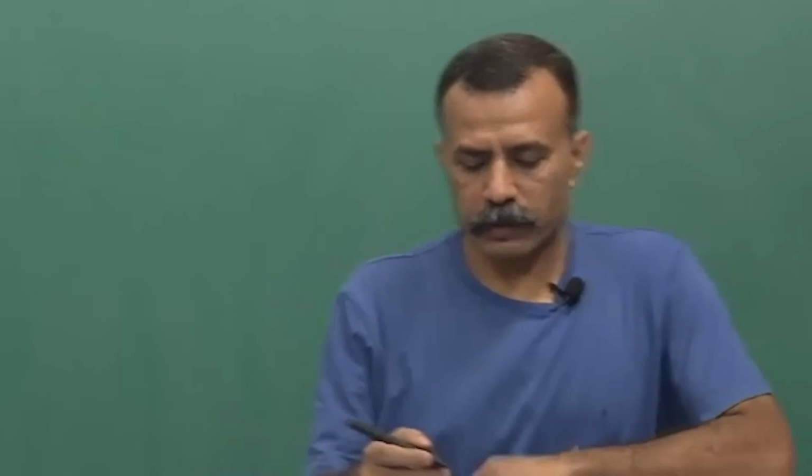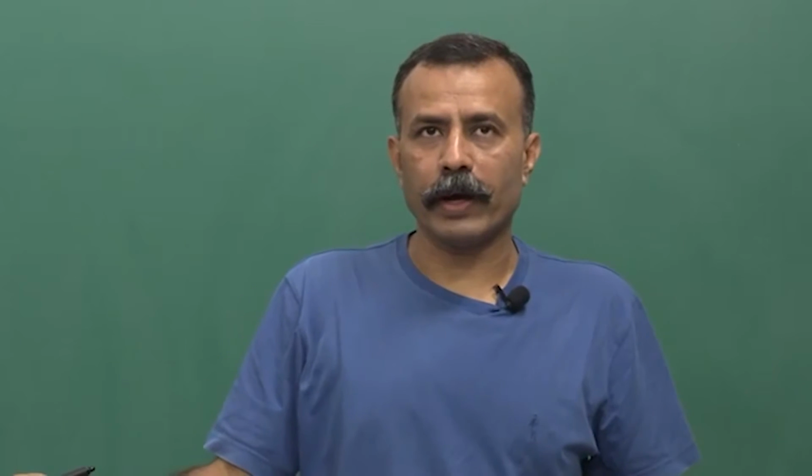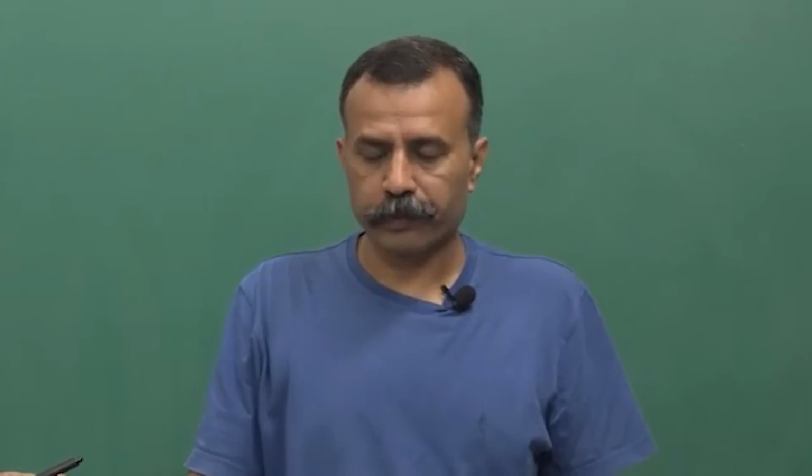So there are names. The motor neuron which is coming from the motor cortex is called the upper motor neuron, and the second one is called the lower motor neuron or somatic motor neuron, because it is in contact with the specific cell type or whatever, where it has to execute its action.